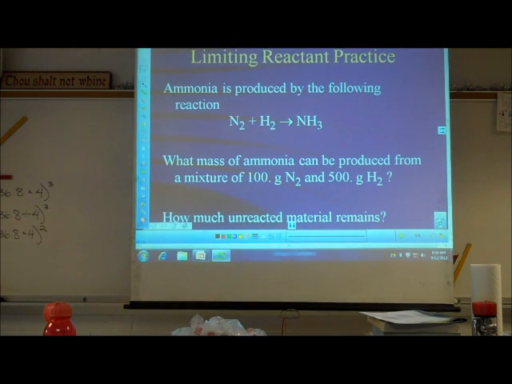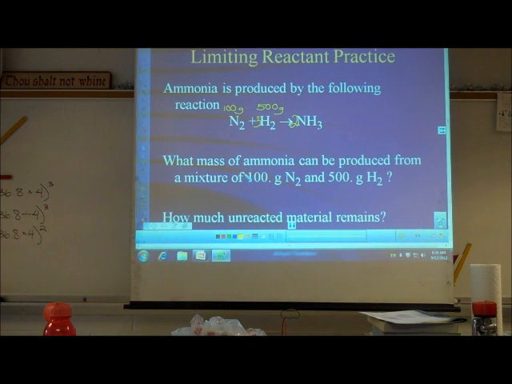First things first. Is the reaction balanced? No. So let's balance it. And I know that this is a limiting reactant problem because I have amounts of both reactants. And you might think, which one do you use? Do you go with the 100 grams of nitrogen or the 500 grams of hydrogen?